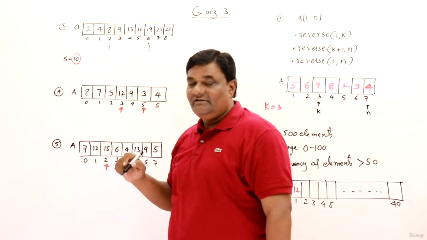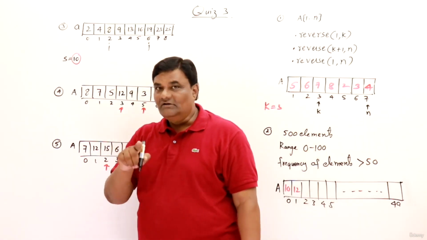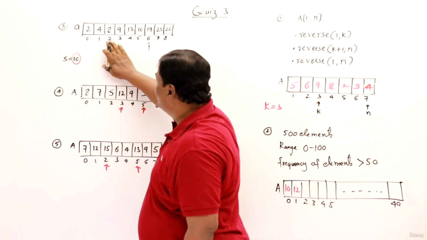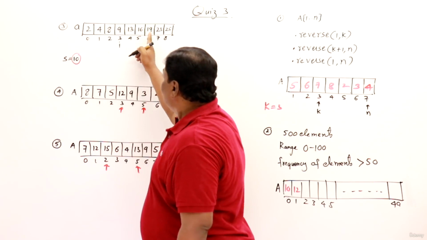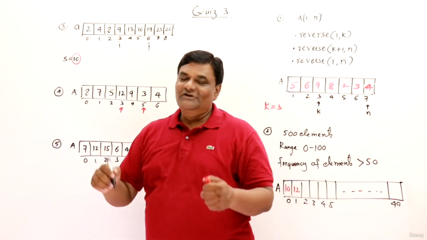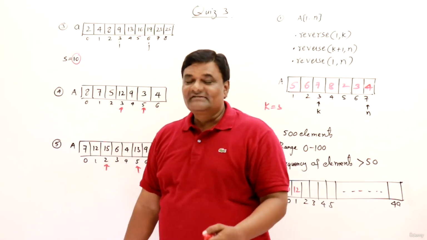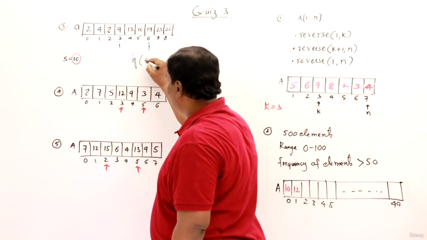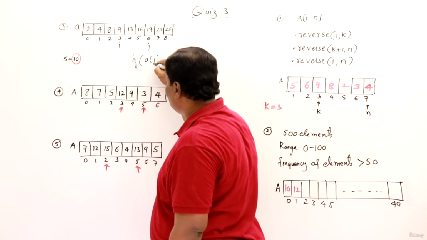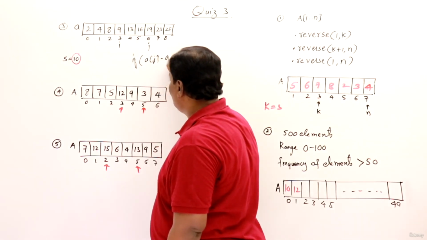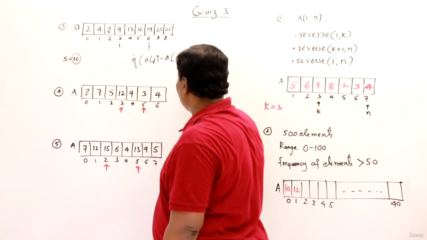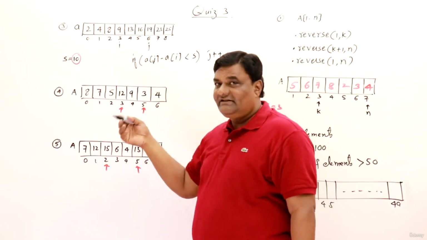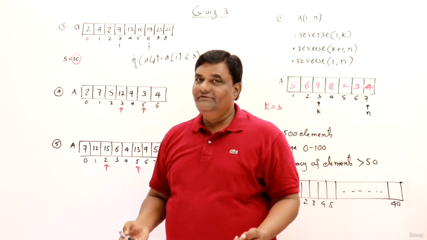19 minus 8 is 11. Now the difference is greater than s. So change the smaller number. Move i. 19 minus 9, 10. Yes, we got it. So the point here is, when we were moving j and moving i, if a[j] minus a[i] was less than s, then we were moving j. If they are equal, we have to stop. If it is greater, then move i. So this is what we were doing.